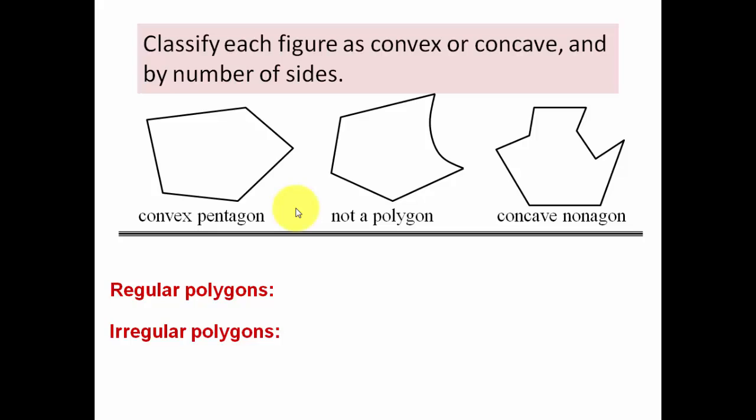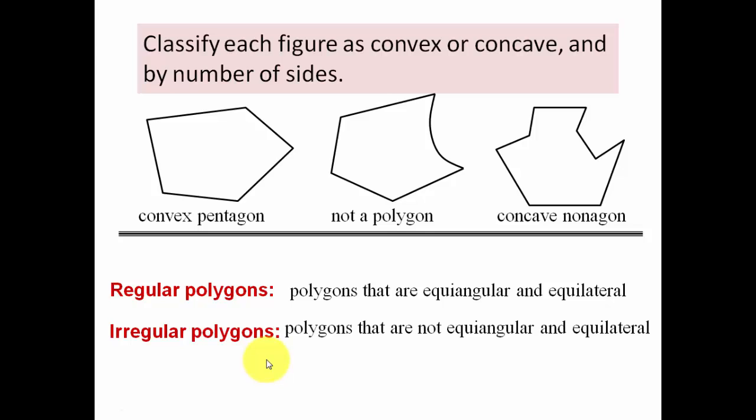The final way that you can classify polygons is as regular or irregular polygons. Regular polygons are going to be equal angular and equilateral. Equal angular means all the angles are the same. Equilateral means that all the sides are the same. Irregular polygons are going to be the opposite of this. Irregular polygons are not equal angular and equilateral.